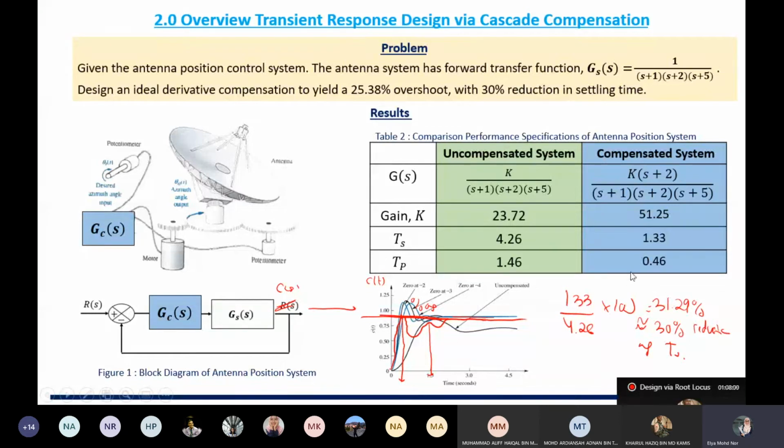So what it says is that for this antenna position control system, if you have the controller, the Gc here, we put it at K(s+Zc), where we tune the gain K at 51.25, and your Zc is at -2. You are able to get the output response like this, which has a 25% overshoot, and the peak time is 0.46, and the settling time is at 1.33.